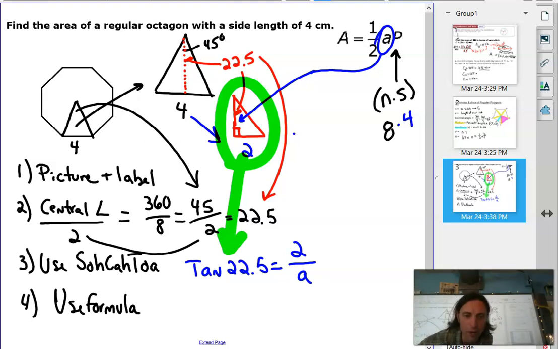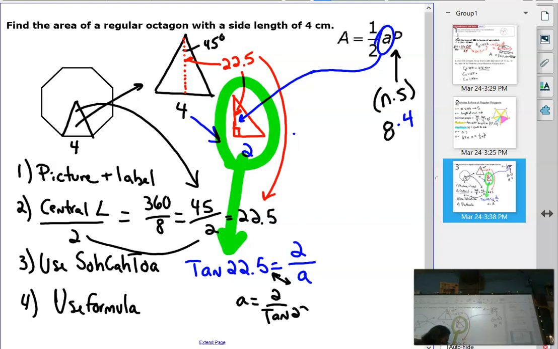Let's finish solving the problem. I realize this video goes long. It's a long process. These are going to switch places. I get A equals 2 divided by tan 22.5, and that's 4.83.